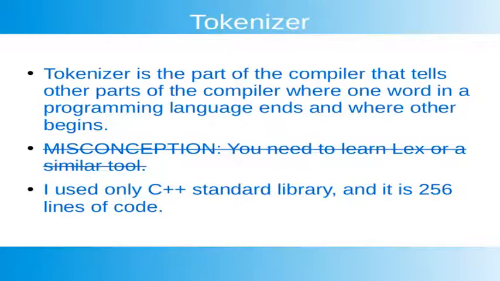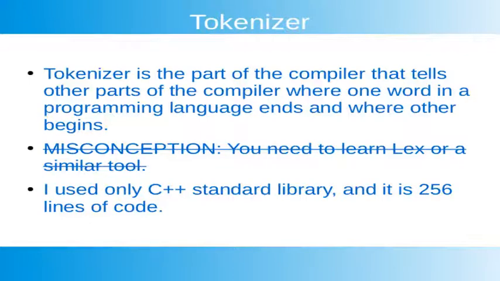So about the Tokenizer. First, of course, you need to make a tokenizer when writing a compiler. Tokenizer is the part of the compiler that tells other parts of the compiler where one word in a programming language ends and where another word begins.